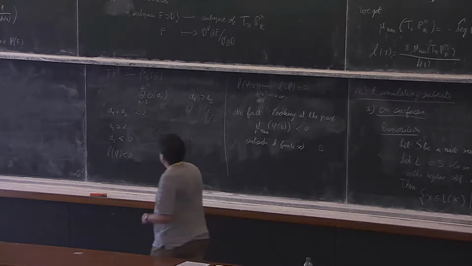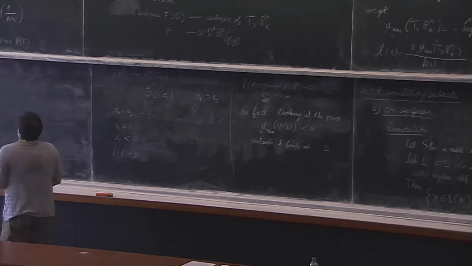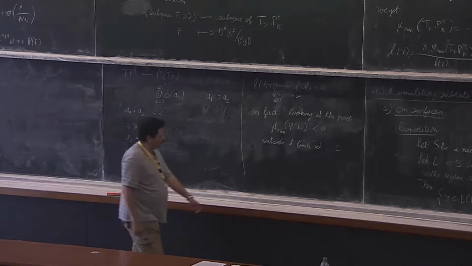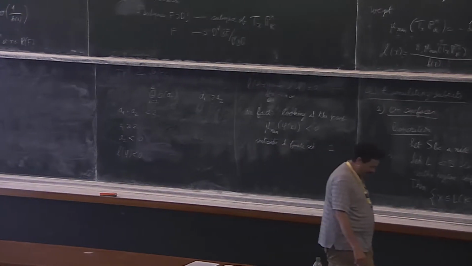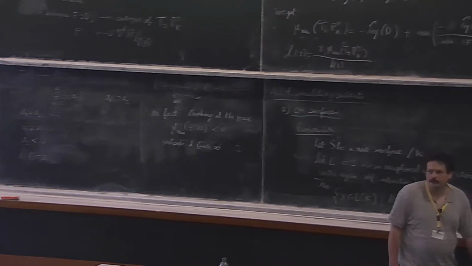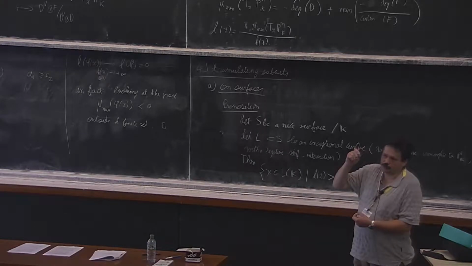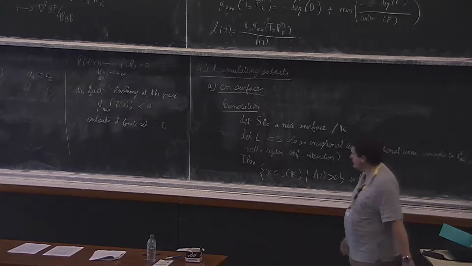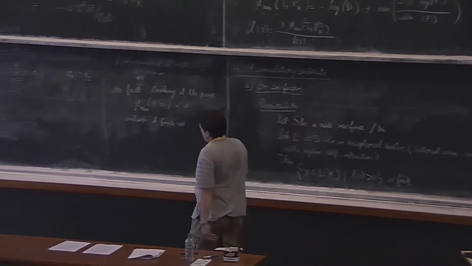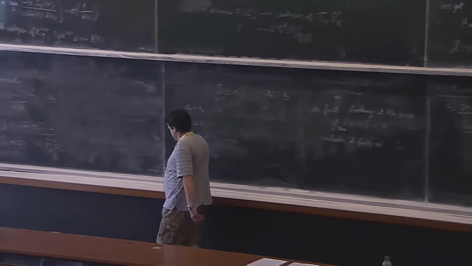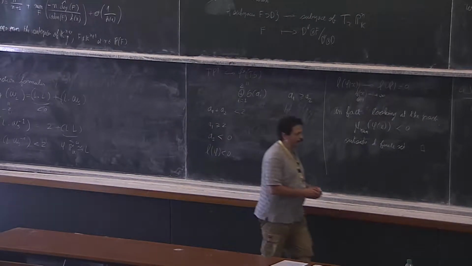Okay, so this explains the first example I gave. The first example I gave, remember, was the plane blown up in a point. So if you blow up a point in the plane, the exceptional line you get is exactly of that type. So now let's turn to the phi question.